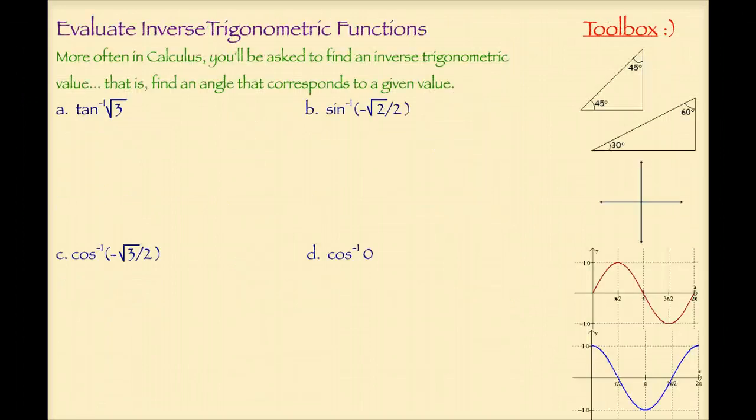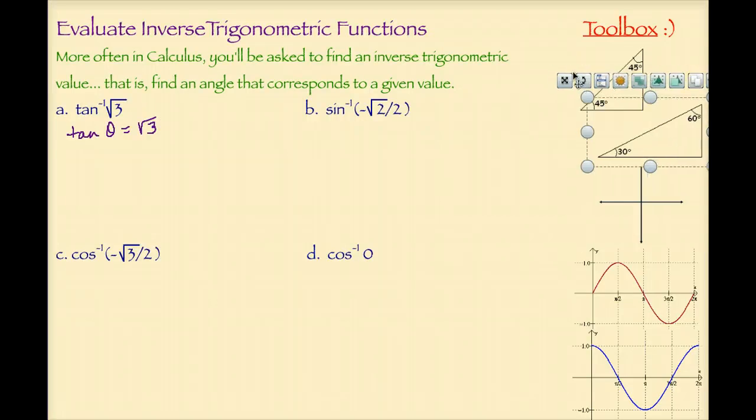More often in calculus, you'll be asked to find an inverse trigonometric value. That is, find an angle that corresponds to a given value. For example, the inverse tan of the square root of 3 is really asking this question: the tangent of what angle is the square root of 3? We may have this memorized, but in case it's the one factoid we have forgotten, let's practice generating the information if needed. I look at the value given, square root of 3, and I recognize that it comes from the 30, 60, 90 triangle relationships.